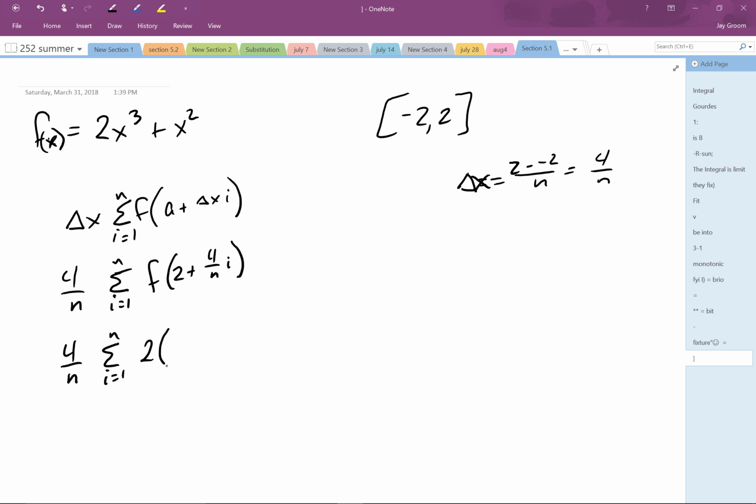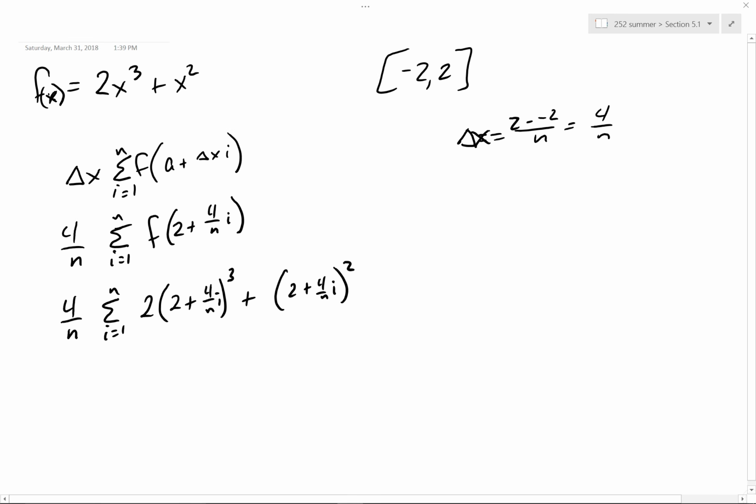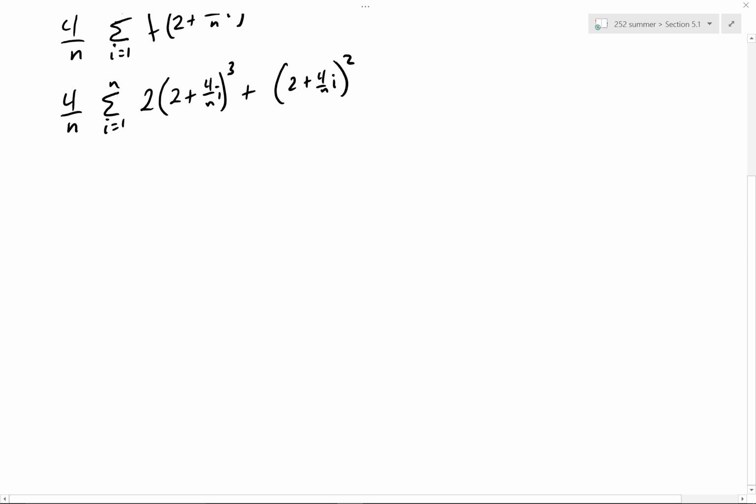It's 2x cubed plus x squared. Right? Piece of cake. Now, let's FOIL that mess out, shall we? I don't really want to, but that's what they want us to do.